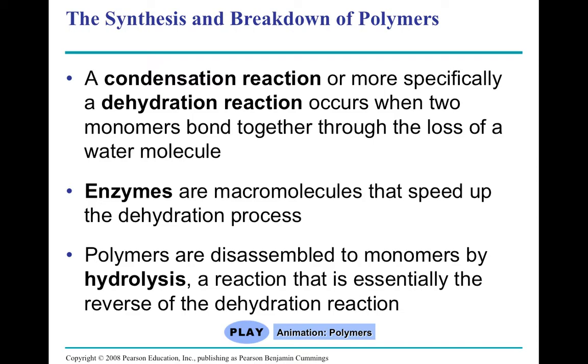And enzymes are macromolecules that speed up the dehydration process. So it can happen on its own, but it would take a really long time, so the enzymes get those 2 monomers together and stabilize them and help that reaction to take place. And then when you break polymers apart, it's often done by hydrolysis, which is essentially the reverse of a dehydration reaction, which you guys already know. So you use the water to split 2 monomers in half. So hydro is water, and then lysis means to cut. So hydrolysis. There you go.